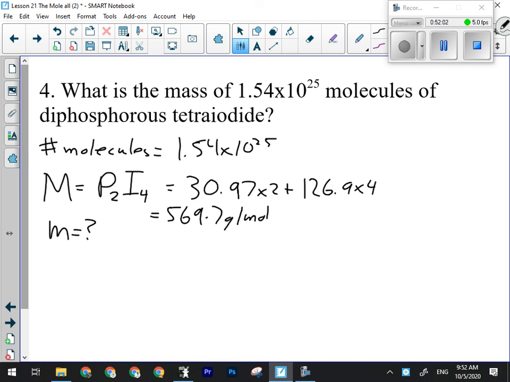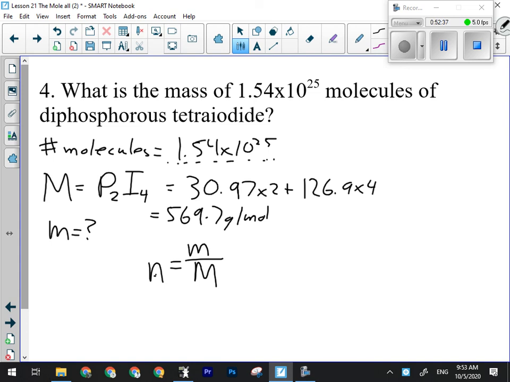So I know the number of molecules, I know big M, and I'm looking for little m. The mole equation says that number of moles equals mass over molar mass. And I don't have the number of moles yet. I obviously need number of moles if I'm going to get little m. How can I get n, the number of moles, using this number? Divide that number by Avogadro's. Exactly. Divide the number of molecules by the number of molecules in 1 mole, Avogadro's number.